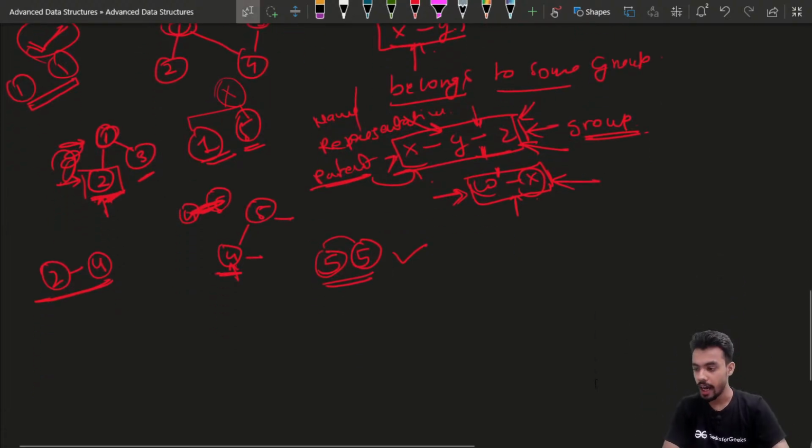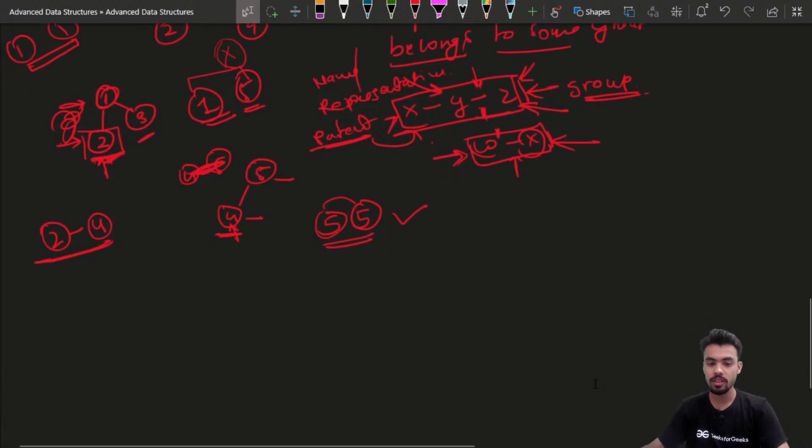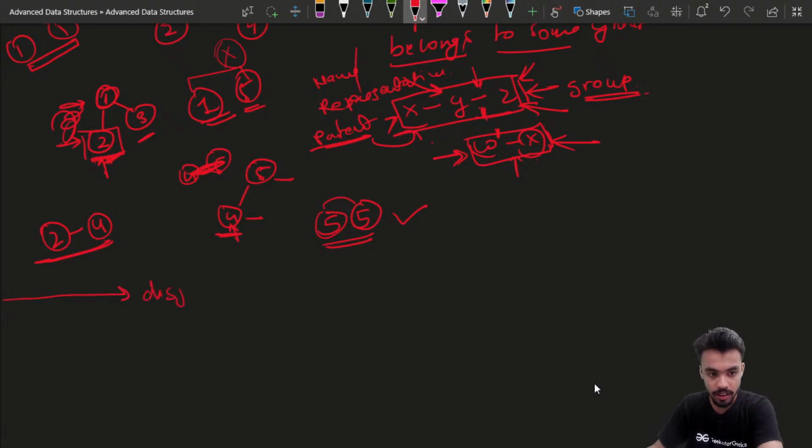So I think the idea for the solution is clear to everyone. This idea, in technical terms, is called disjoint sets. Why is it called disjoint sets? We have two sets, with some number of elements in this set and some number of elements in the other set, and these two sets are disjoint.